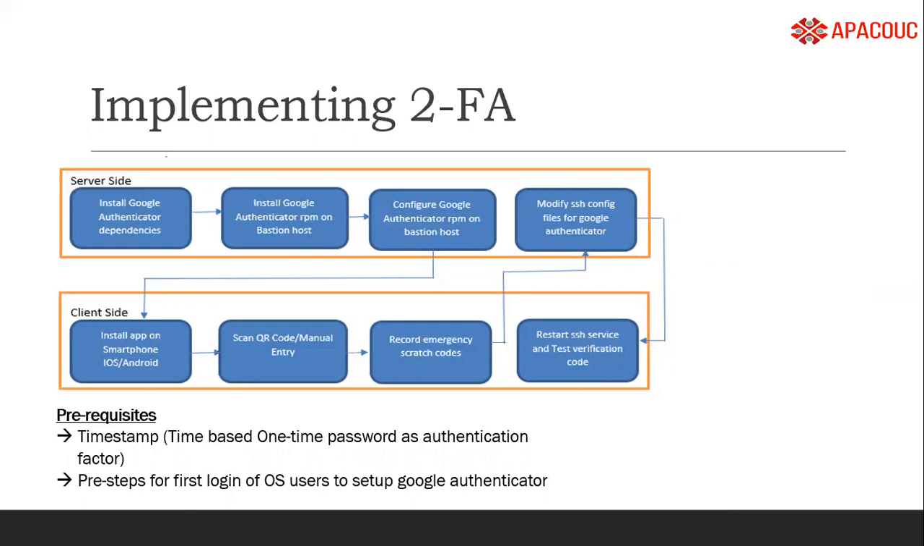Once we have the app done, we scan the QR code. We make sure we document the emergency scratch codes provided by Google Authenticator. Once we have the SSH configuration done to make sure Google Authenticator is being used as the two-factor authentication, we can later just test that verification code.